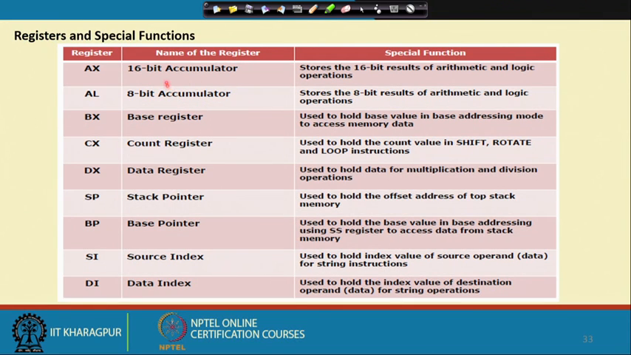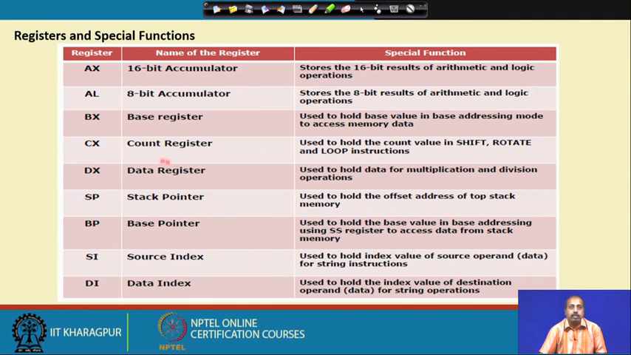So, this purpose we can summarize like this, that AX register is a 16 bit accumulator register. For 8 bit we have got AL that will act as accumulator. So, AX will be used for 16 bit operations and AL will be working as accumulator for 8 bit operation. Then the BX register, the base register, holds the base value of the based addressing mode, which we will see.